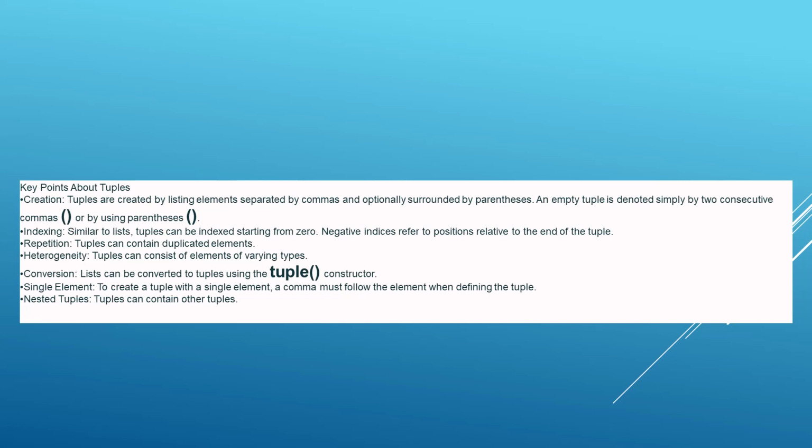Repetition. Tuples can contain duplicated elements. Heterogeneity. Tuples can consist of elements of varying types. Conversion. Lists can be converted to tuples using the tuple constructor. Single element. To create a tuple with a single element, a comma must follow the element when defining the tuple. Nested tuples. Tuples can contain other tuples.